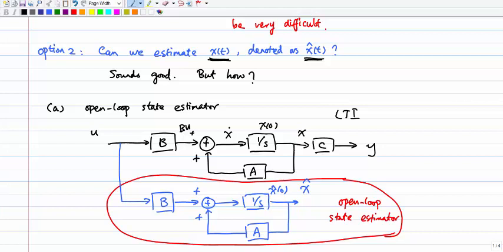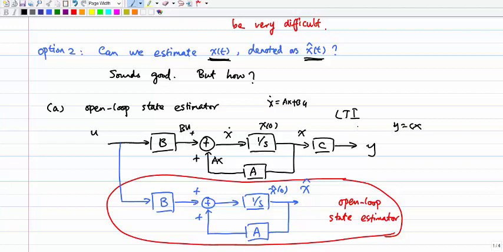This is the actual state X, coming from here. This is integration, basically; this is X dot. So integrating X dot gives X, where X dot is AX plus BU. And Y is C times X. So this is the original linear time invariant version for the black portion of the block diagram.